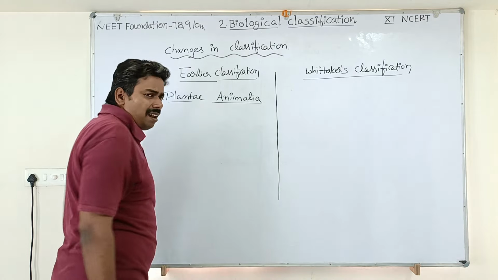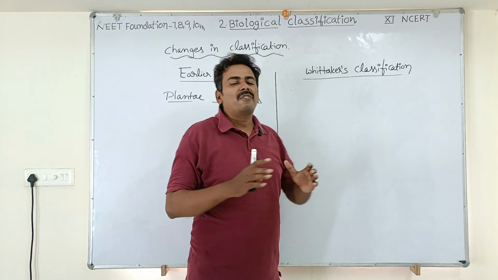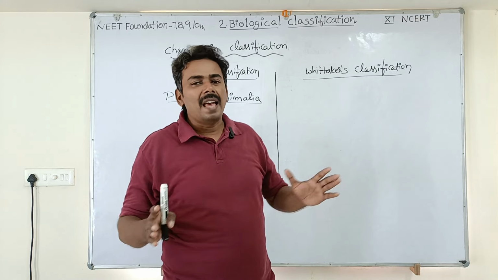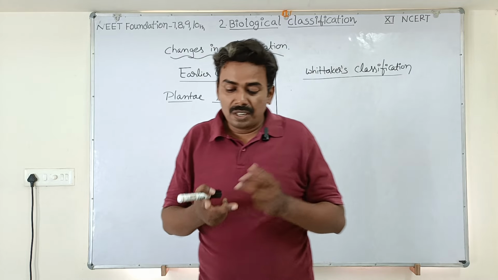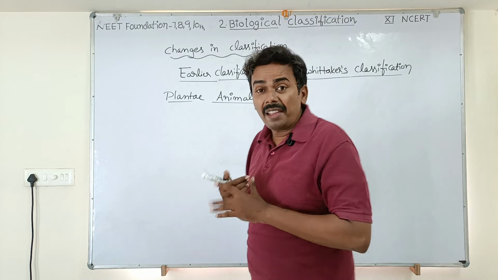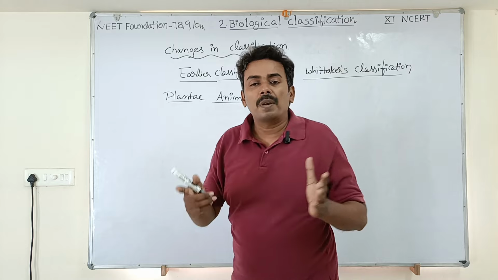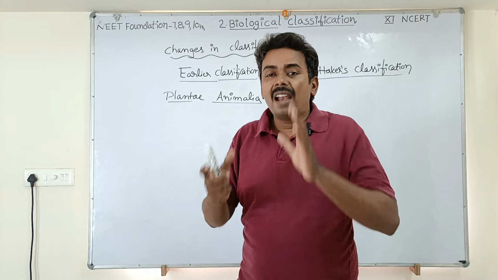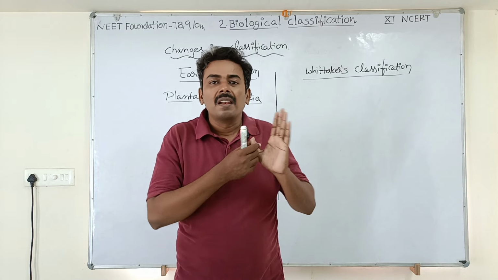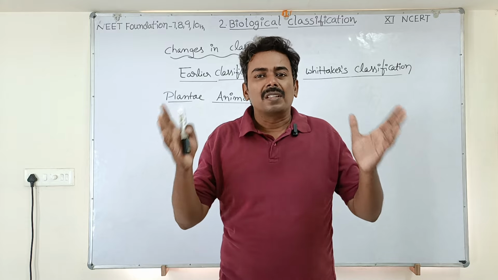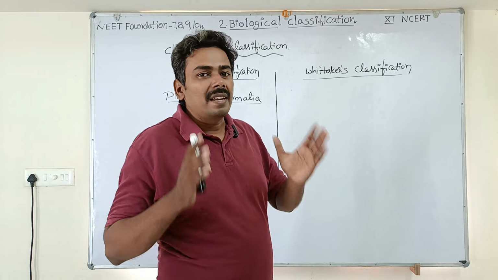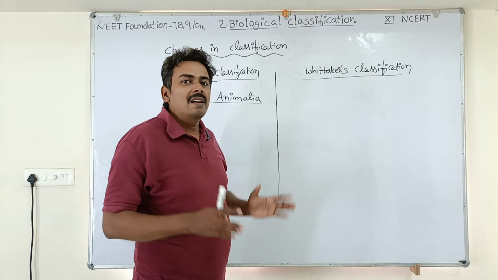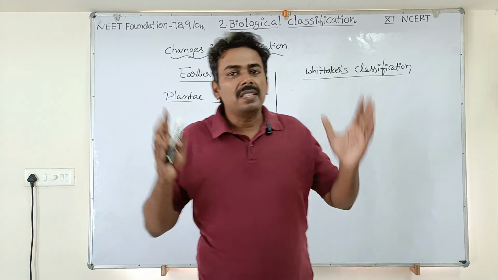In the last class we have discussed different systems of classification, such as the 2-kingdom classification, 3-kingdom classification, 4-kingdom classification, the 5-kingdom classification proposed by R.H. Whittaker, and the 6-kingdom classification proposed by Carl Woese. So let us see what changes took place in the classification system regarding the position of different organisms.